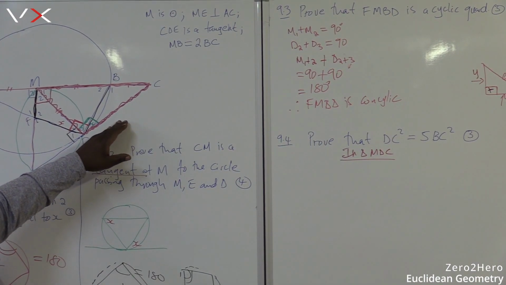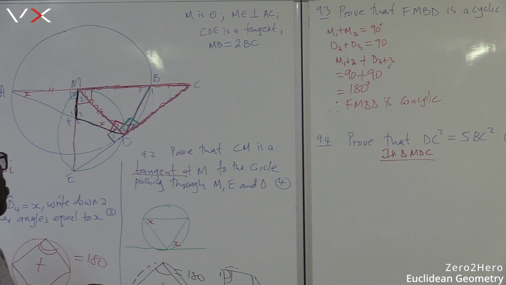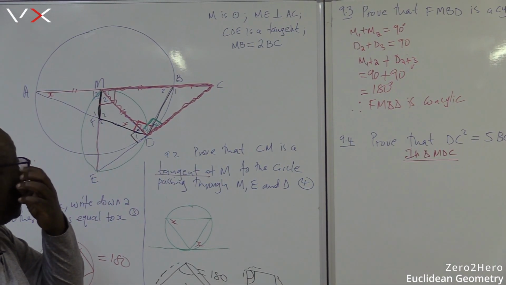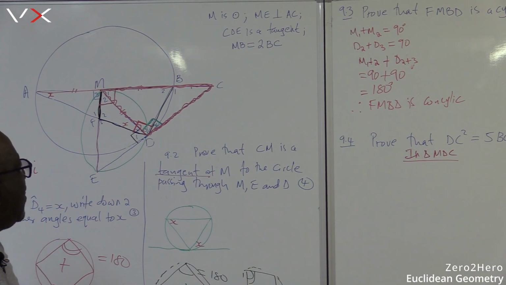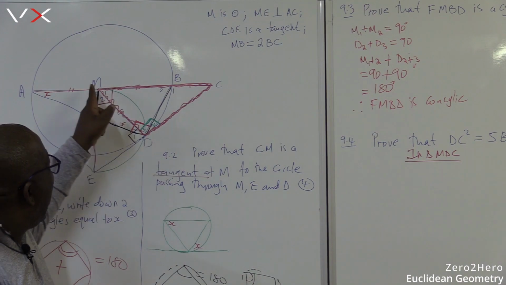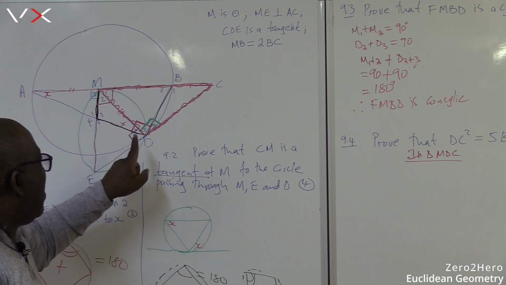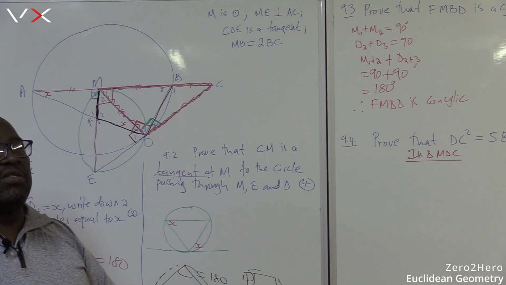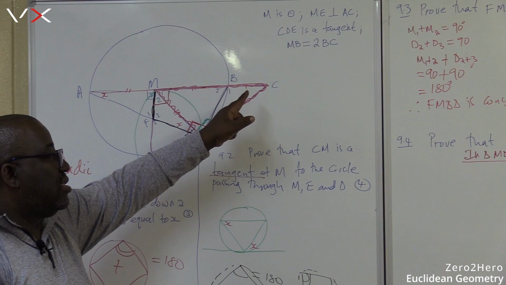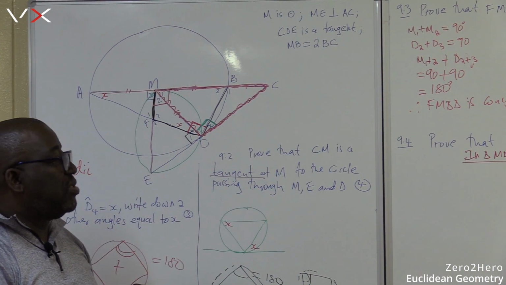DC squared, I want to do that, to find what is DC. Is it really 5 BC squared? I can see BC in the same triangle. All right, what is this saying? Let's write the theorem of Pythagoras. This is MC squared is equal to MD squared plus DC squared. That's what Pythagoras is saying. If this is 90 degrees, the side opposite will be the hypotenuse. The square on the hypotenuse is equal to the sum of the squares on the other two sides.